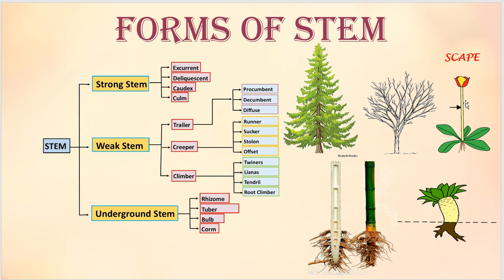But scape can be seen in monocots. You can see this kind of scape structure while they produce their inflorescence. So scape also comes under this kind of strong stem classification.